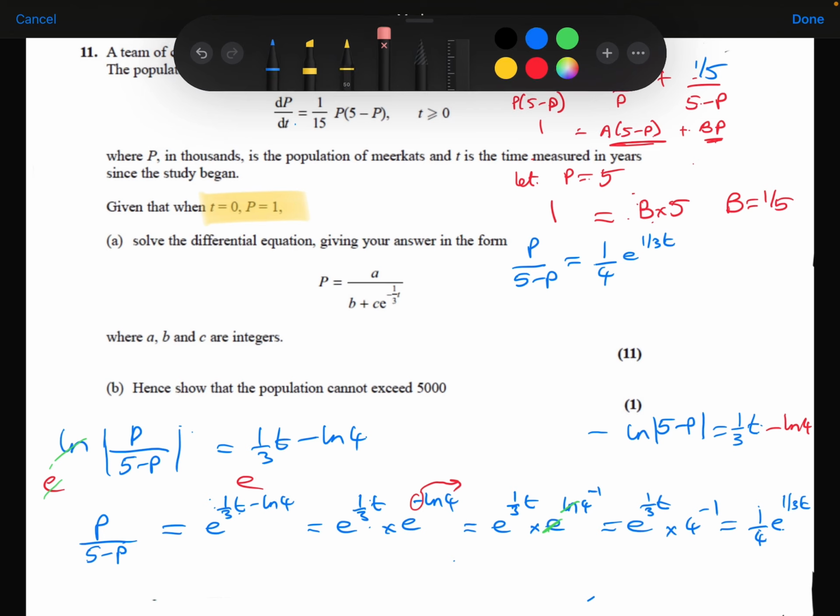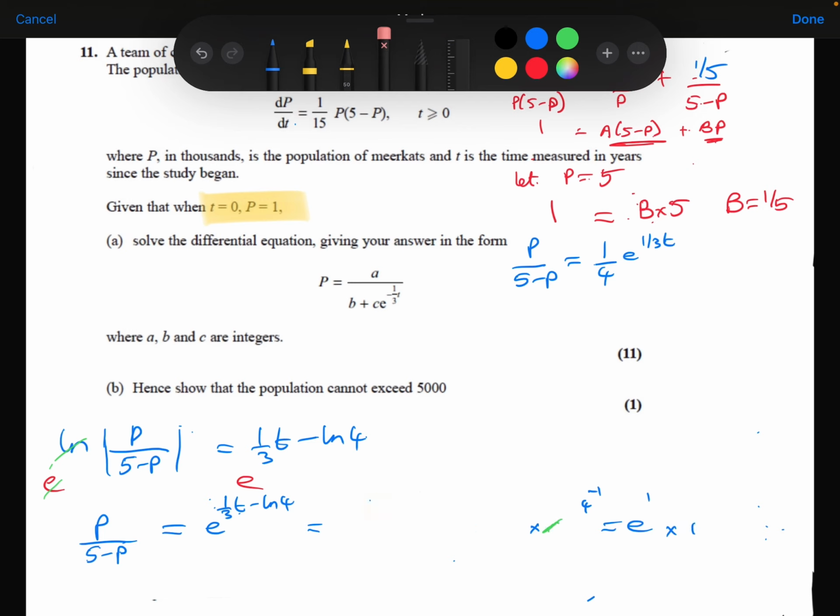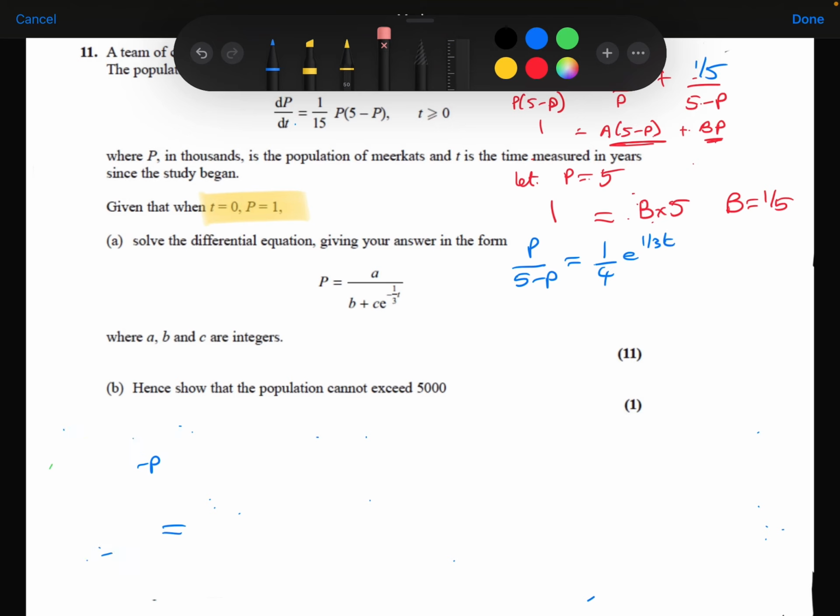Right, remember I wanted to make p the subject here. First thing I'm probably going to do here is get rid of that fraction, get rid of the 1/4. That'll make my life a little bit easier. So let's times both sides by 4 to get rid of the quarter. So times the left-hand side by 4, I'll get 4p over 5 minus p equals e to the 1/3 t.